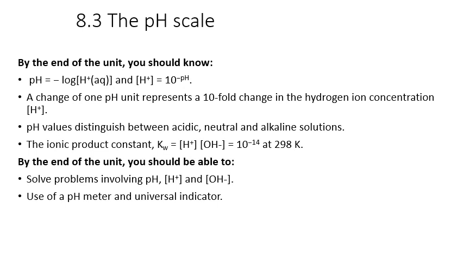And also discussing the ionic product constant, Kw, and what it is, and how that links to pH. And therefore, by the end of the unit, you should be able to at least solve some problems around strong acids and strong base pH calculations, and be able to use a pH meter and universal indicator.